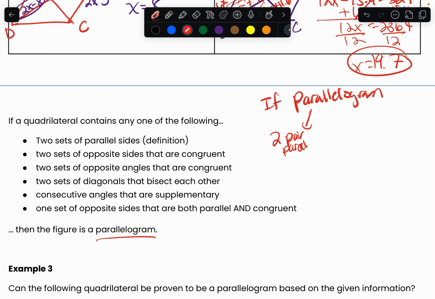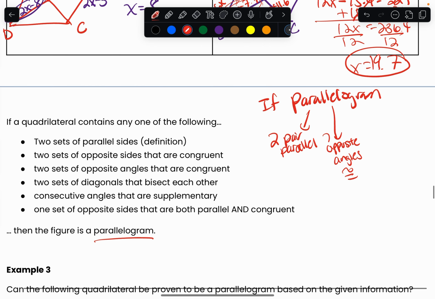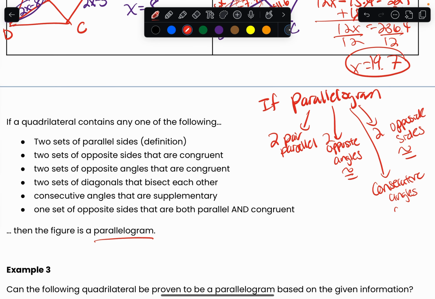We know that opposite angles are congruent, and there's 2 of them. We know that 2 opposite sides are congruent. We know that consecutive angles, there's more than one, are 180 degrees total. And we also know that diagonals bisect each other.